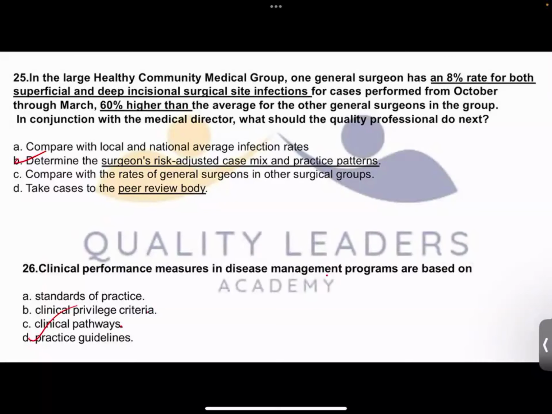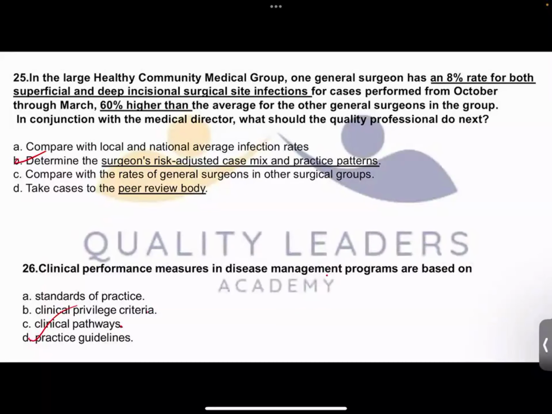For letter A, these are general expectations, the standards of practice, but not specific measures tailored to disease management programs. For letter B, this determines what practitioners can do but is not used for measuring disease management performance. While letter C is incorrect because clinical pathways are derived from practice guidelines and are not the primary foundation for performance measures.